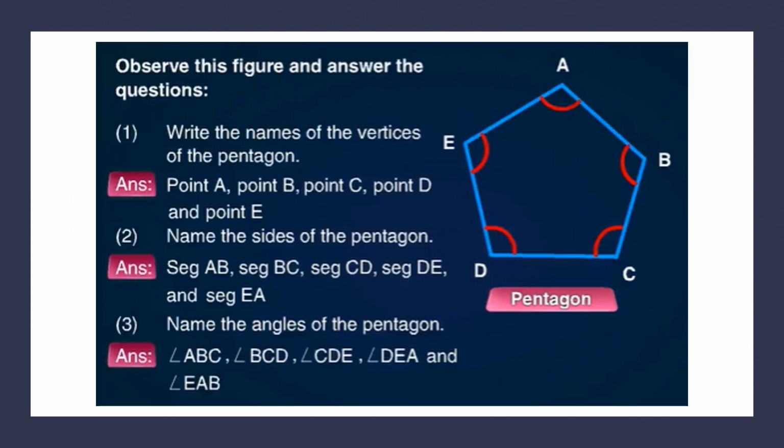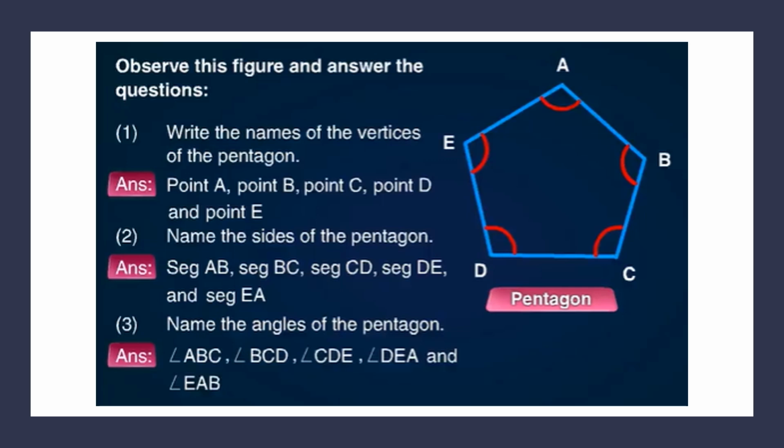Here on the slide we have a figure alongside, which is a pentagon, right? We have learned some points regarding the pentagon: it has more than 4 line segments, and it has more vertices. So let's learn more about it by answering the questions given here. Write the names of the vertices of the pentagon. We all know what vertices are, right? In our previous video we had learned it. Now let us name them: point A, point B, point C, point D, point E. So there are 5 vertices in a pentagon.